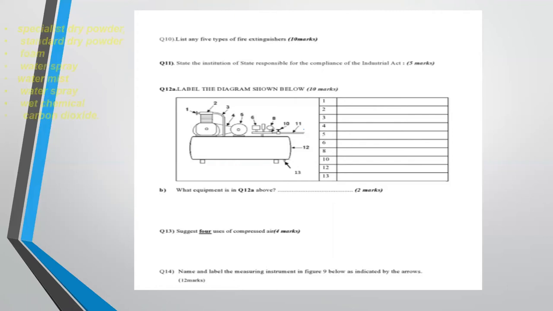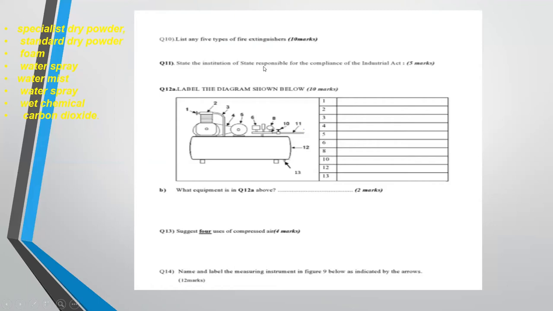Thank you. So this question is, we have been asked to list 5 types of fire extinguishers. I have some here for you. We have a specialist dry powder, so you can write dry powder fire extinguisher. You can write foam fire extinguisher, water mist fire extinguisher, water spray fire extinguisher, wet chemical, carbon dioxide fire extinguisher. All these are types of fire extinguishers.